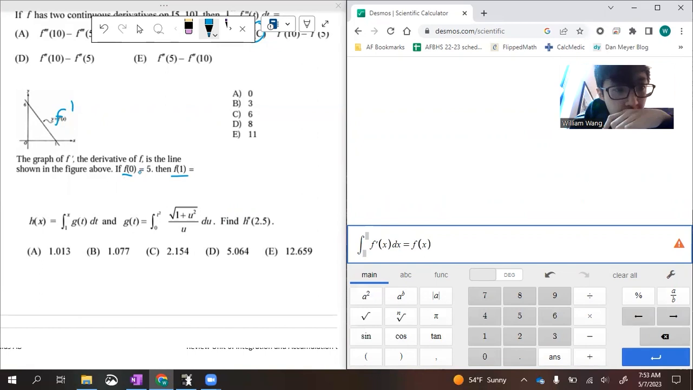However, notice they mentioned specific values, 0 and 1. Well, how do I plug in 0 and 1? I'm going to plug those into my derivative's integral from 0 to 1, because that would give me f of 1 minus f of 0. Right? Hopefully that makes sense. It's a definite integral. I would plug in 1 and 0. And what do they say? They say f of 0 is 5. So it's f of 1 minus 5.